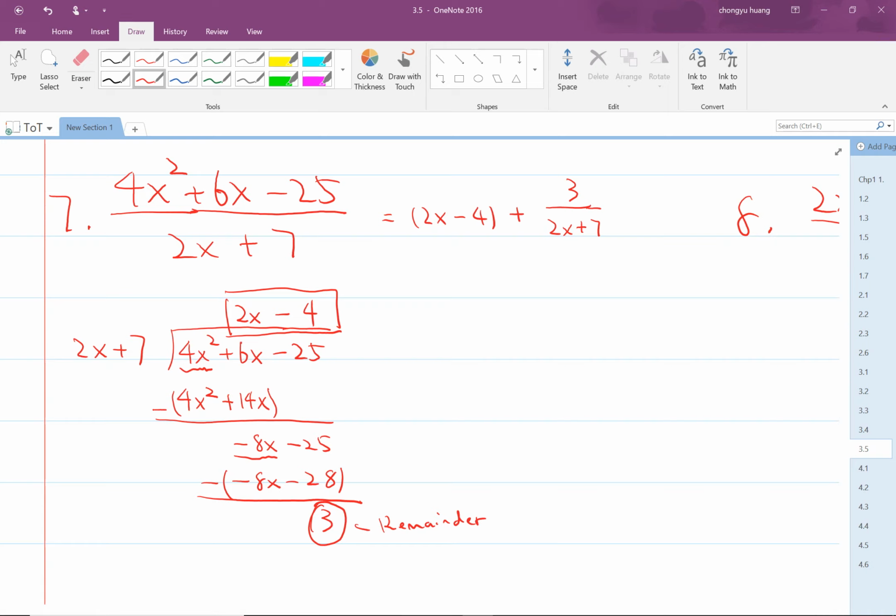This is the way you write the solution if you have a remainder. Because 2x minus 4 is always going to be part of the solution. Okay, 2x minus 4 is a part of the solution. Let me write it down. And since we have a 3 as the remainder, so 3 is the remainder. Let me write it down a little more clearly.